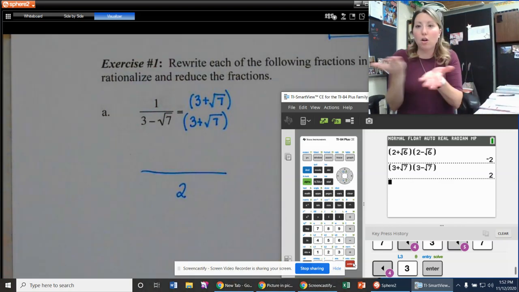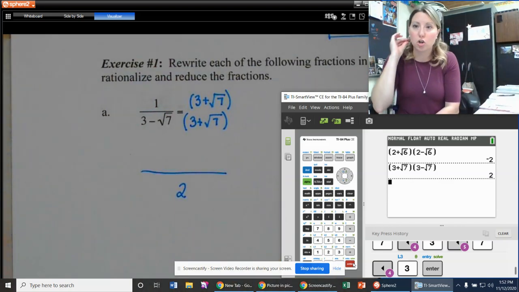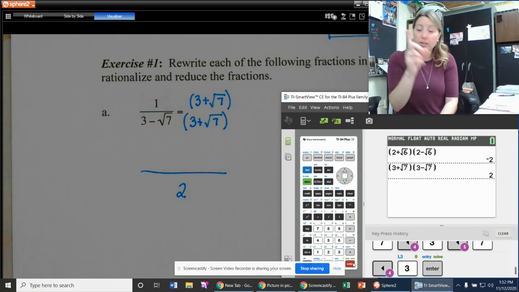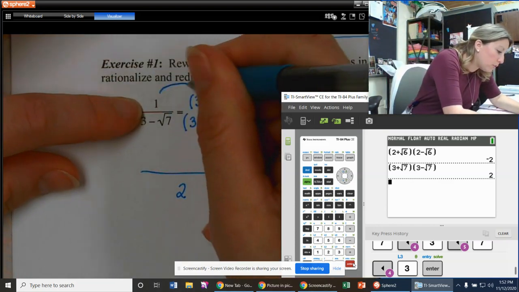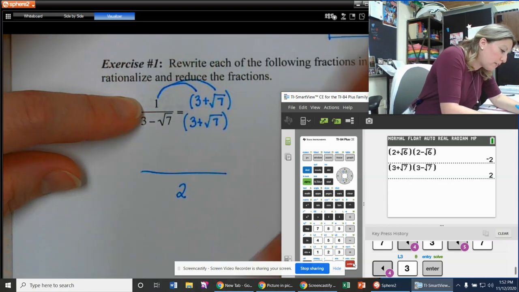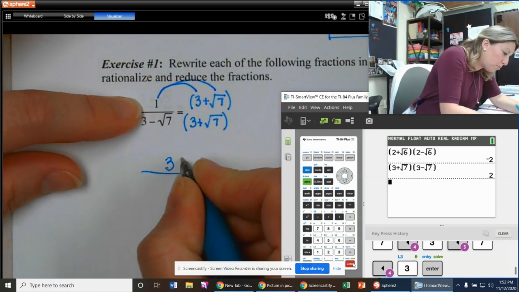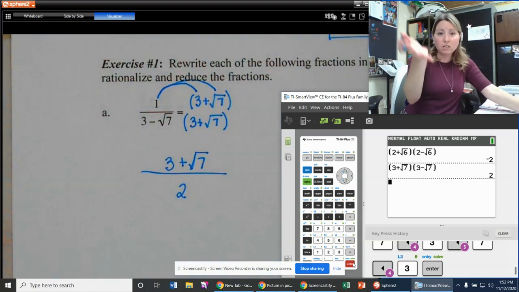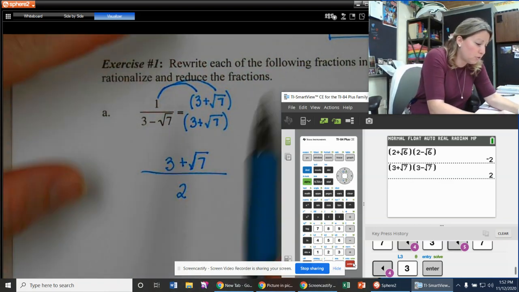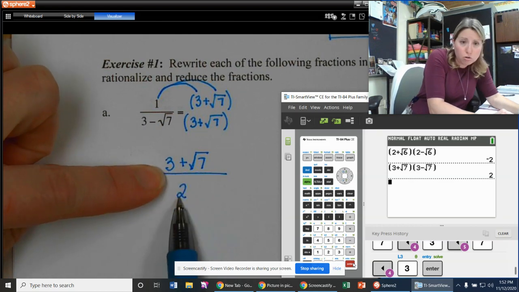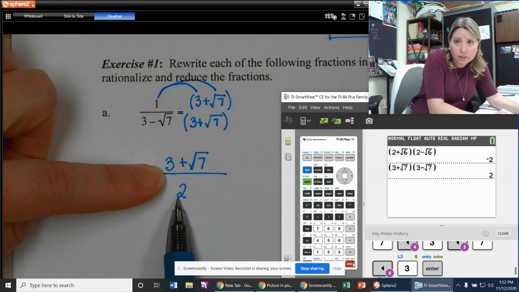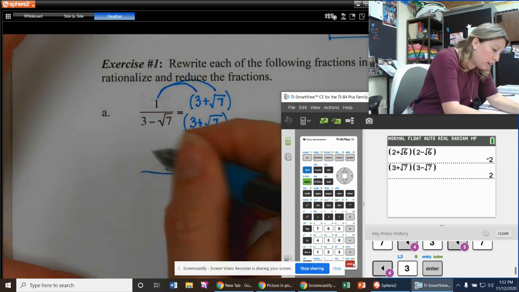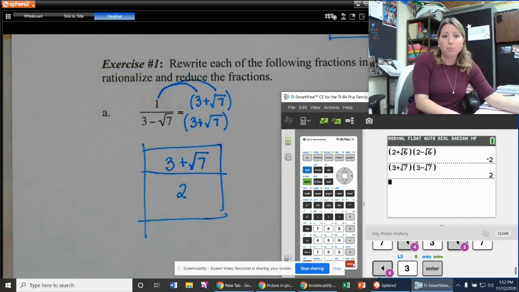Do I have to write out all that work that I just did in my graphing calculator? No, I do not. On the top, I distribute. 1 times 3 is 3. 1 times radical 7 is radical 7. So 3 plus radical 7 is what I bring down for my numerator. Let's look at all the coefficients, see if there's anything we can reduce. 3 and 1 and 2 are my coefficients. They are not all evenly divisible by anything. So I am done. There's my final answer: 3 plus radical 7 divided by 2. It's going to be very common to see something like that.